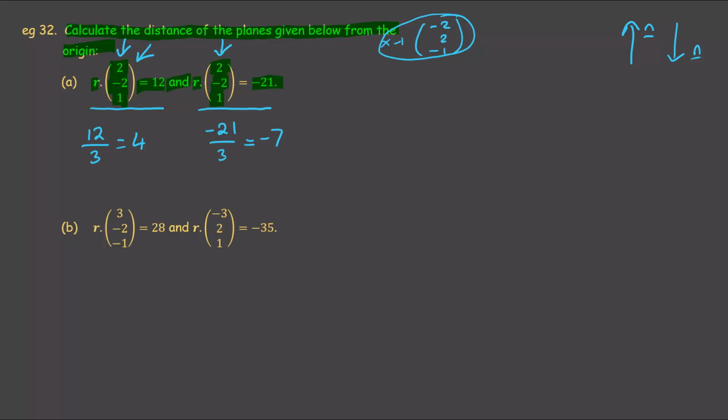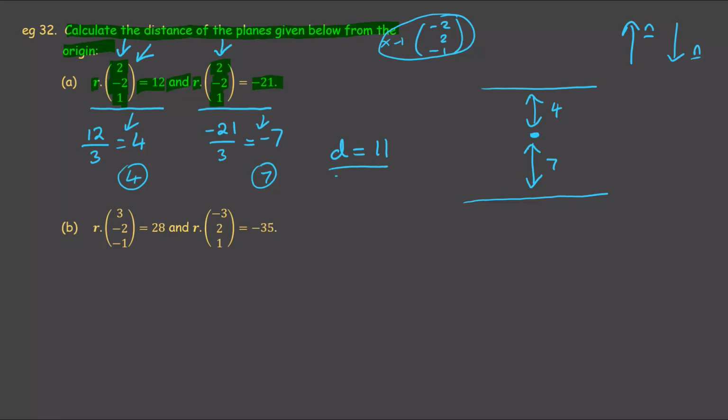So we gave the distances as 4 for this one and 7 for this one, but we talked about the positive and the negative, and that means, as we just discussed, that they're on opposite sides of the origin. One of them is 7 units this side, and the other one is 4 units this side. Therefore, the distance between the two is 11 units.